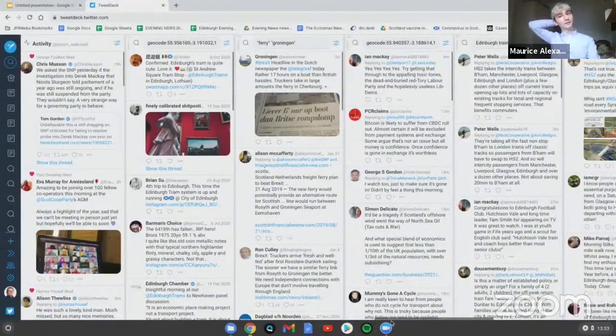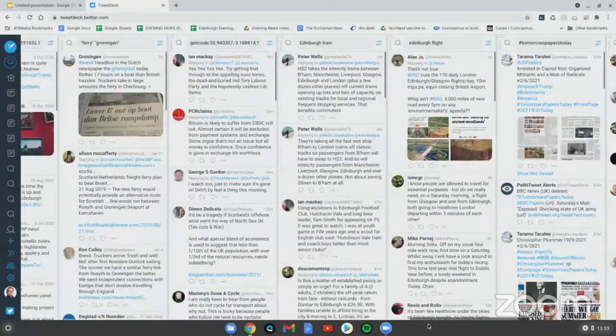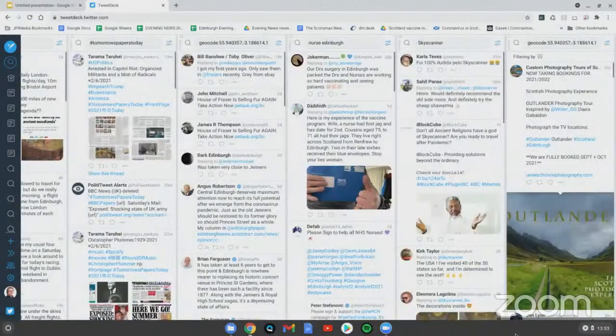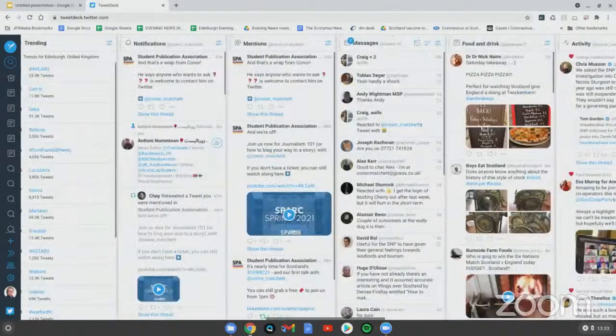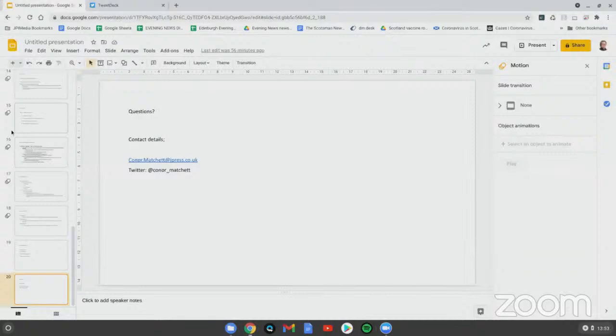Yeah, it's pretty comprehensive. You can do pretty much anything you want with it. I tend not to use it nowadays because I don't have a big enough screen. But that is essentially it. I'm going to stop sharing the screen now because I imagine everyone has got what they needed from me.